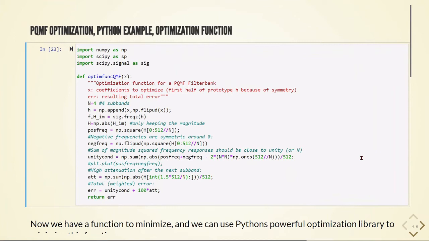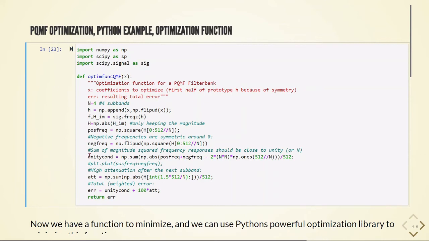Now we will have a Python example of the PQMF optimization. Here we are defining this optimization function for a PQMF filter bank, where x are the coefficients to optimize, the first half of the prototype h because of symmetry, and ERR is the resulting total error. Inside we are using both the unity condition and the attenuation condition.